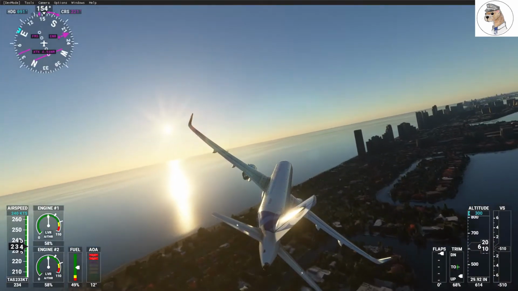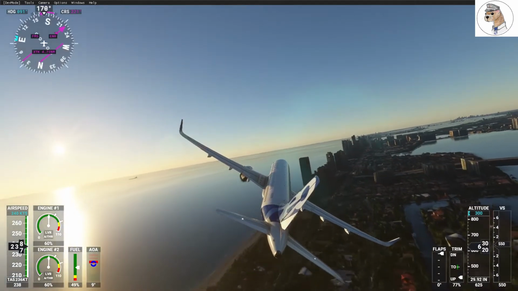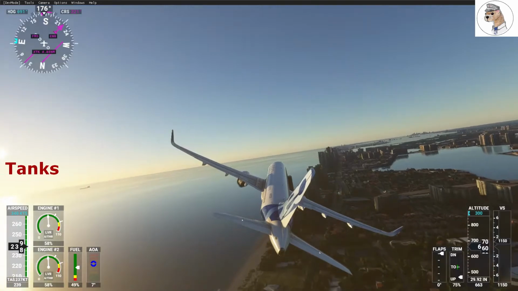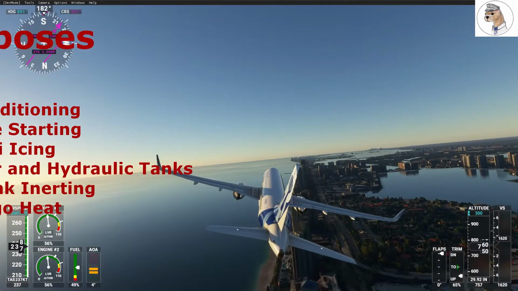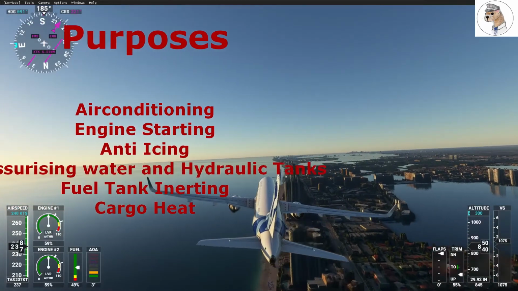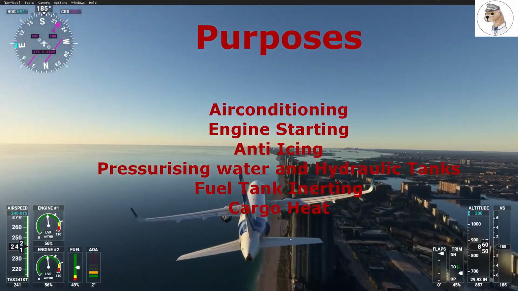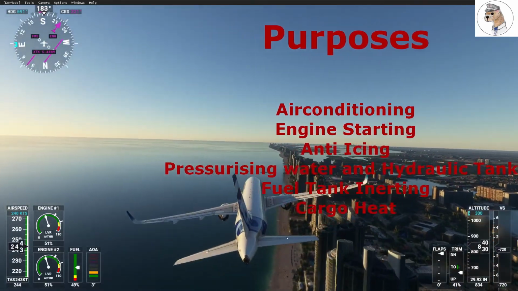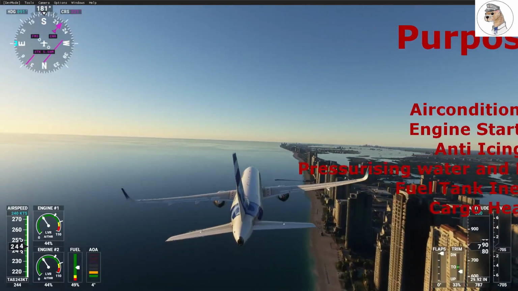So, jumping straight into the pneumatic system for the Airbus A320. This system supplies high pressure air that the aircraft uses for air conditioning, starting the engines, anti-icing, pressurizing the water tanks and the hydraulic tanks, as well as heating the cargo if your aircraft has that fitted, and a fuel tank inerting system.